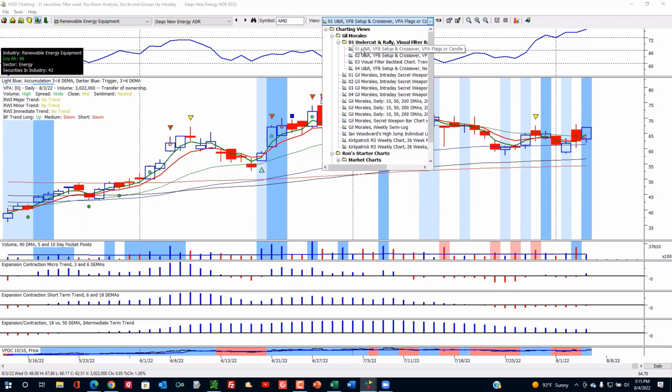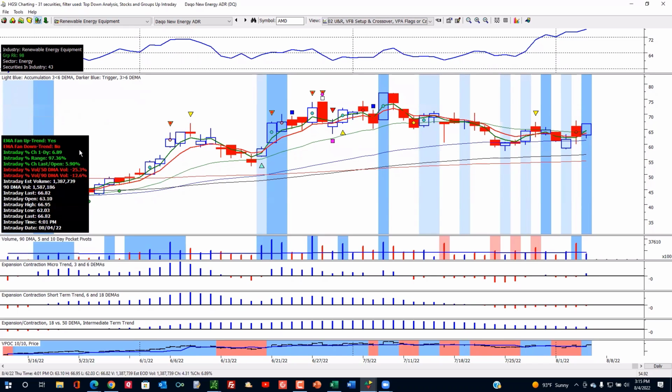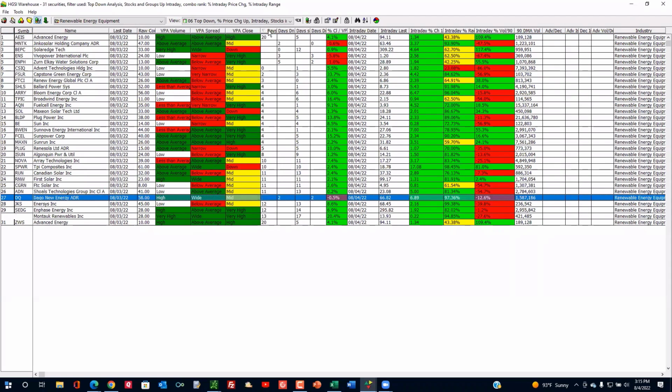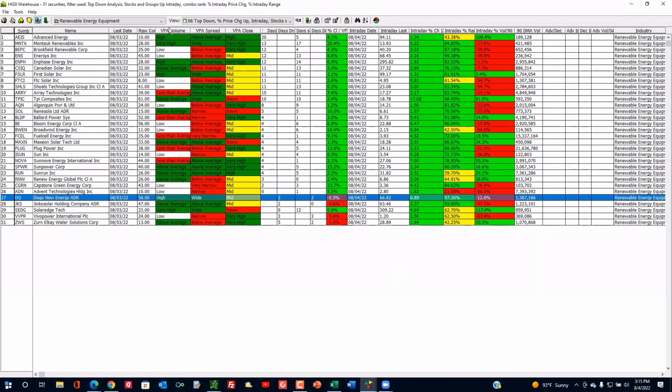Now I'm going to drop down to the next chart on Gil's charts, and you can see that the volume was lower today than normal, but the intraday range closed at 97.36%. I'm going to go back in here and I'm going to just show you how I use this in conjunction with Thinkorswim.